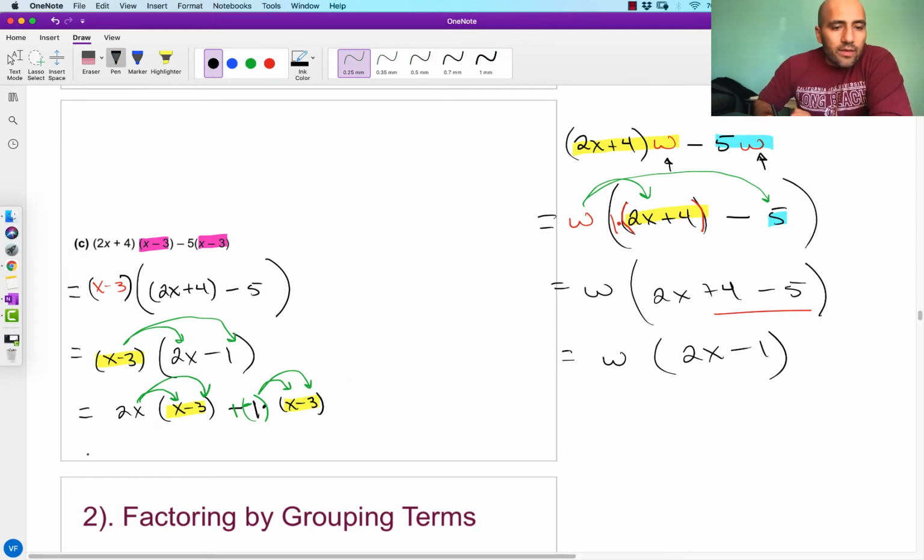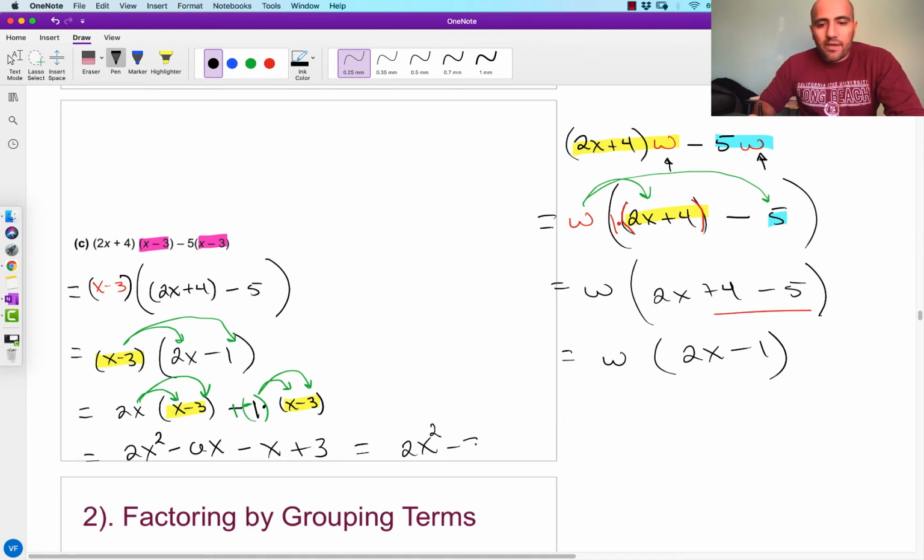And so I end up with 2x times x gives me 2x squared, minus 6x minus x plus 3. Good. Now the middle two terms combine to give me my final answer of 2x squared minus 7x plus 3. And that's my final result.